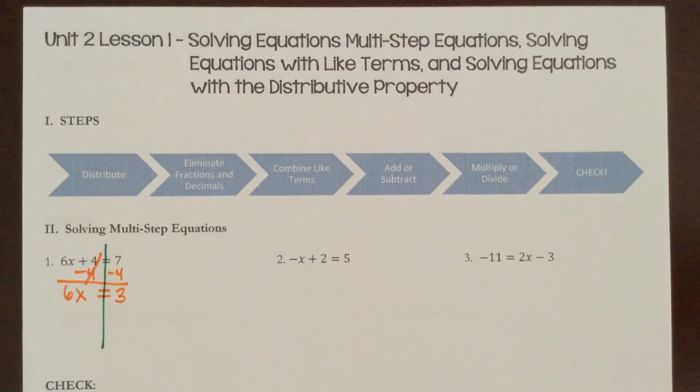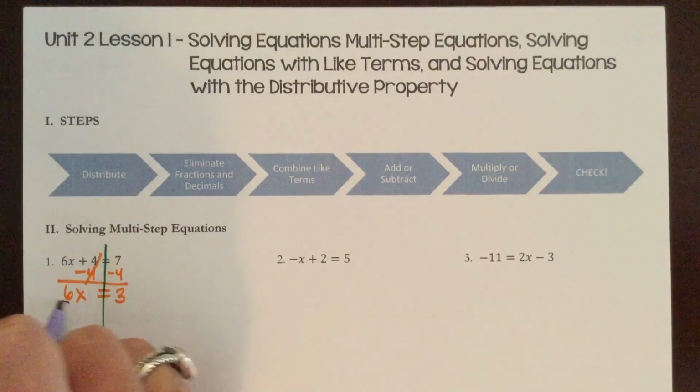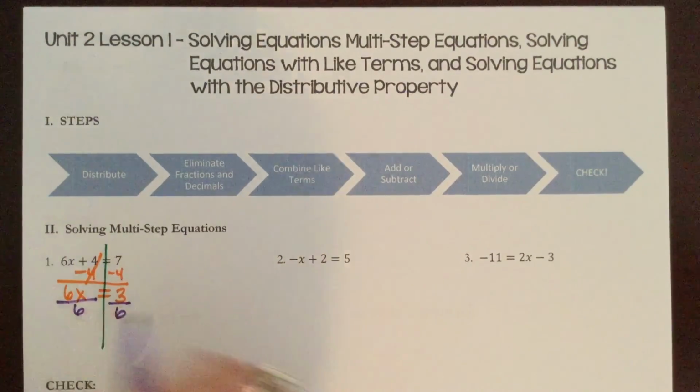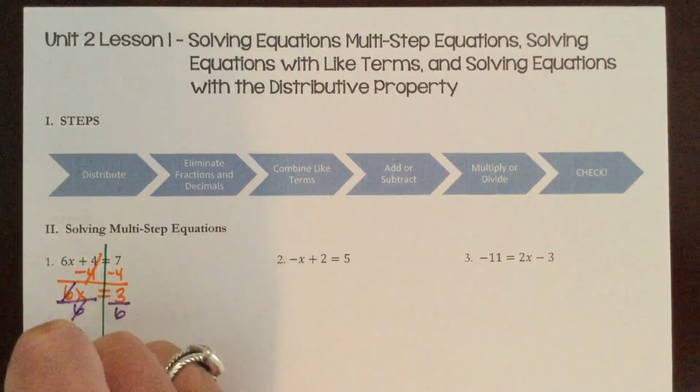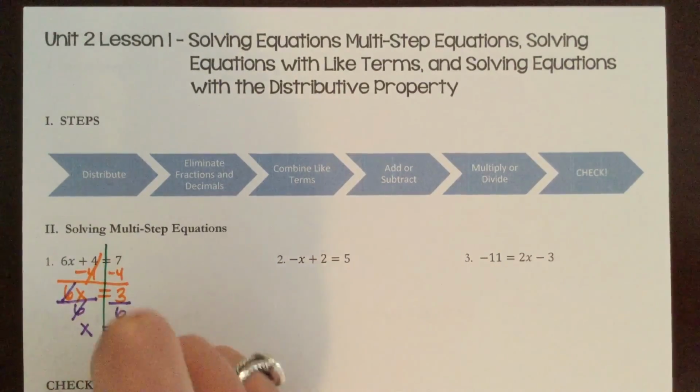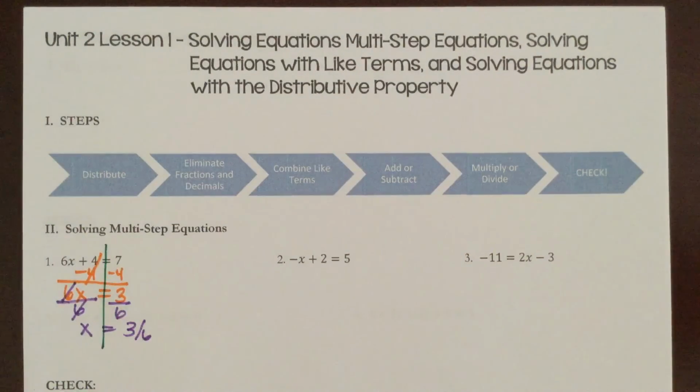Our next step in the process is to move anything over that involves multiplication or division. I can see that 6 is multiplying the x. So I'm going to undo that by getting rid of the 6. I'm going to use division. The 6 multiplying the x and the 6 dividing the x are multiplicative inverses and cancel each other out. So we find that x is equal to 3 over 6.